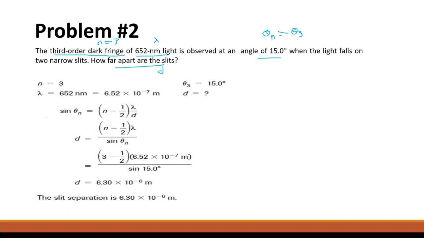If we use the destructive angle formula, which was sine theta n equals n minus half times lambda over d, we have all the materials we need. So we just have to rearrange for d, and we get n minus half lambda over sine theta n. We have n, lambda, and theta n. Plug in our values. We have only one unit to worry about, meters. And so it's going to come out in meters to a value of 6.30 times 10 to the negative 6. And so the distance between the two slits is 6.30 times 10 to the negative 6 meters. And so that's all for today.